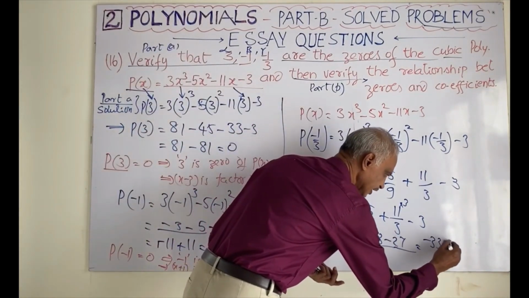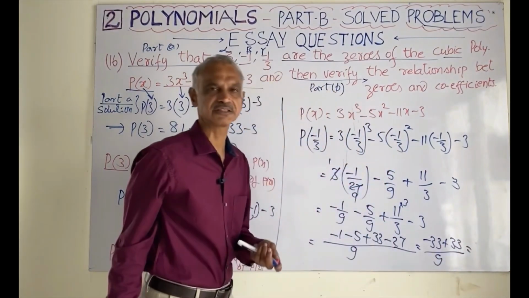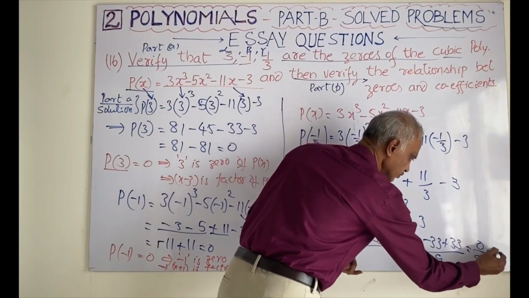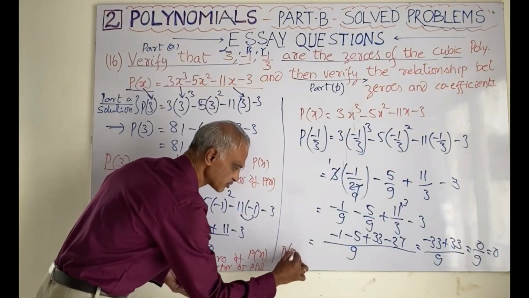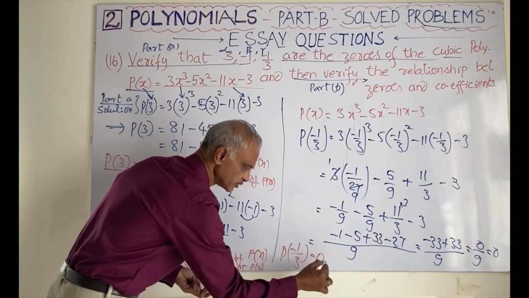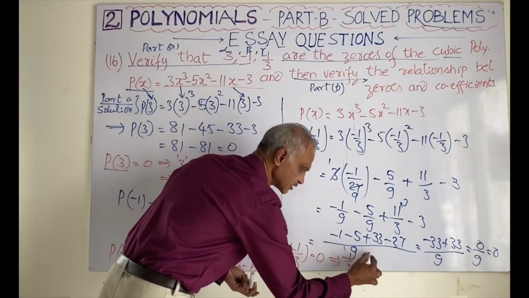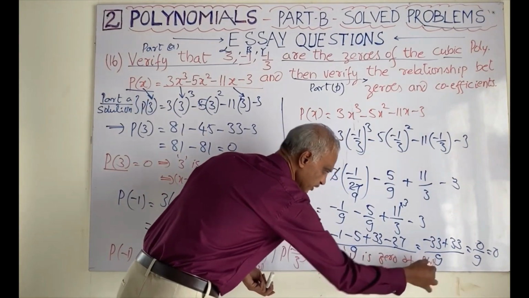Minus 33 and plus 33 by 9. Plus 33 minus 33 cancel. 0 by 9. 0 by 9 is equal to 0. Yes, we got p of minus 1 by 3 is equal to 0. Therefore, minus 1 by 3 is a zero of polynomial p of x.